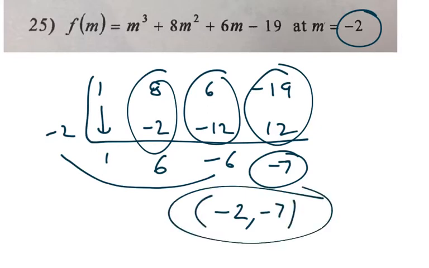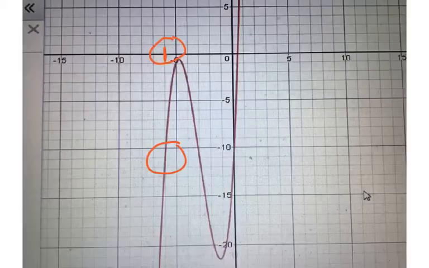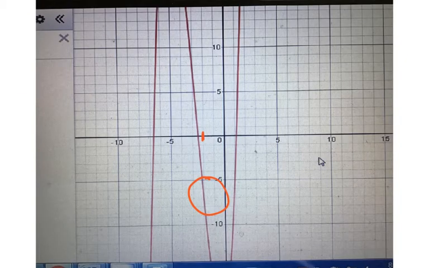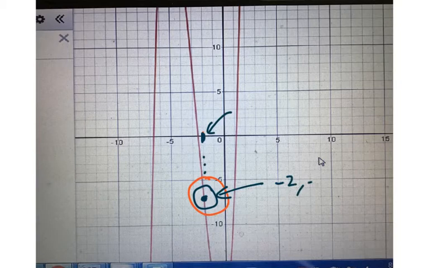Let's check it out on the graph. So right here, guys, is my negative 2. You come down here, you notice they cross basically about right there. And that point is negative 2, negative 7, just like we got when we did the evaluation. Okay, one more.